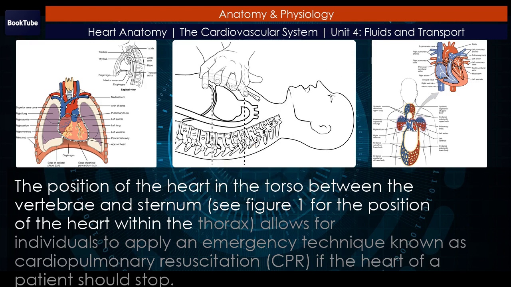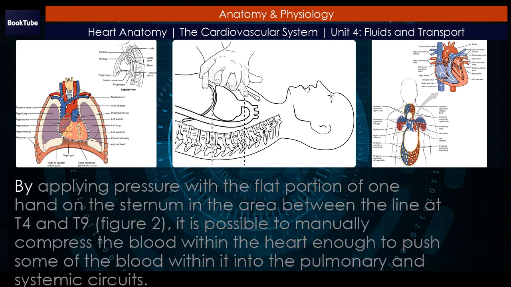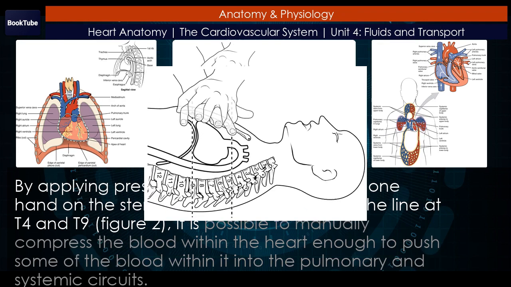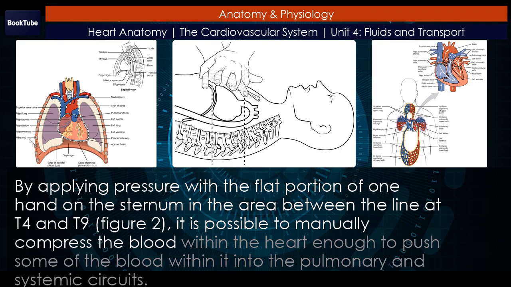Allows for individuals to apply an emergency technique known as cardiopulmonary resuscitation, CPR. If the heart of a patient should stop, by applying pressure with the flat portion of one hand on the sternum in the area between the line at T4 and T9, Figure 2, it is possible to manually compress the blood within the heart enough to push some of the blood within it into the pulmonary and systemic circuits.